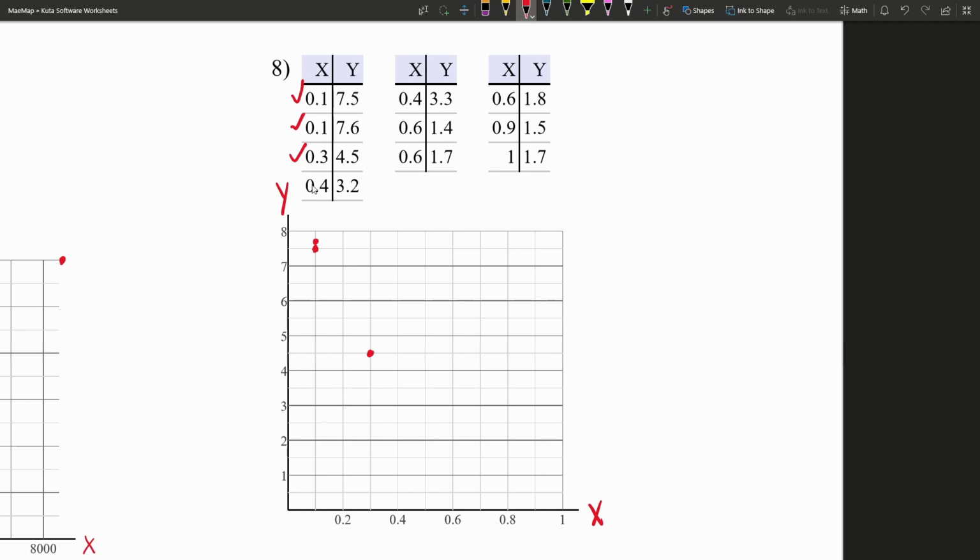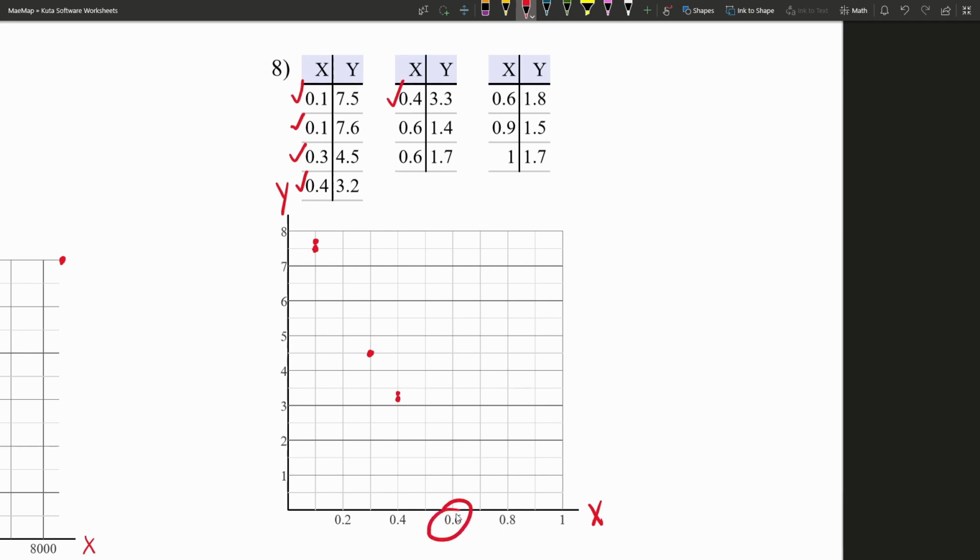Now we're going to go 0.4 and 3.2. So finding 0.4 in the x and then moving 3.2 up. So a little less than halfway in between to approximately here. Now we have 0.4 and 3.3. So very similar to the point we just plotted, just a tad bit higher. 0.4, 3.3.